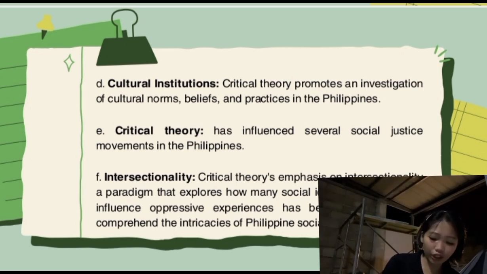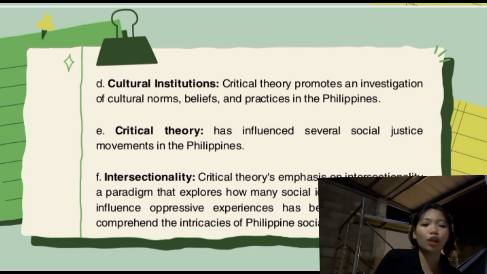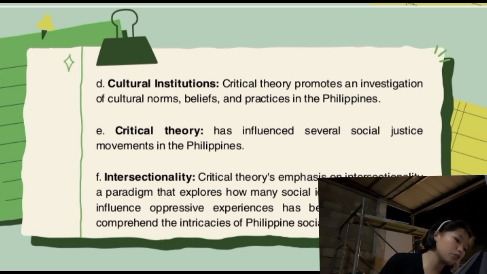Next is critical theory of social movement or social justice. It supports efforts to fight poverty, inequality, and discrimination. It gives a framework to better understand the causes of problems. It is useful to activists and advocates who want to change things. So it has influenced the social justice movement in the Philippines also.